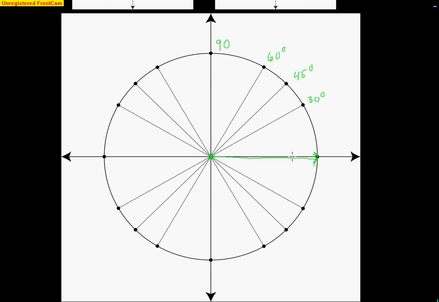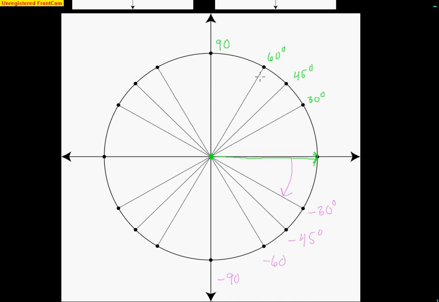Now, please be aware that we could also measure angles going in that negative direction. So if I were to go in this negative direction going this way, that puts this at negative 30 degrees. And then this one would be negative 45 degrees, and then this angle down here would be negative 60 degrees, followed up by negative 90 degrees. Now the only difference there is the direction I start going to find those angles.